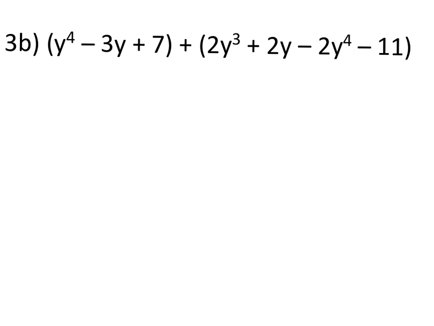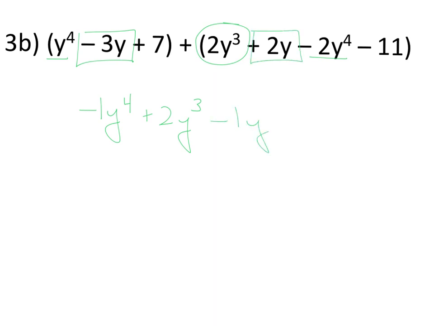Okay, so you should have combined like terms. So we've got y to the fourth, so 1 minus 2 is negative 1, y to the fourth. Then we've got just the 2y to the third. And then I'm going to put together here, so I've got a negative 3y and a plus 2y, so negative 1y. And then I've got the 7 minus 11, so minus 4. All right, so now it's in standard form, right, because it's in order.